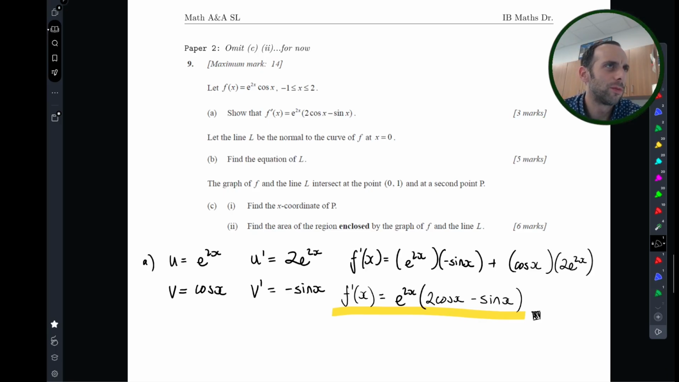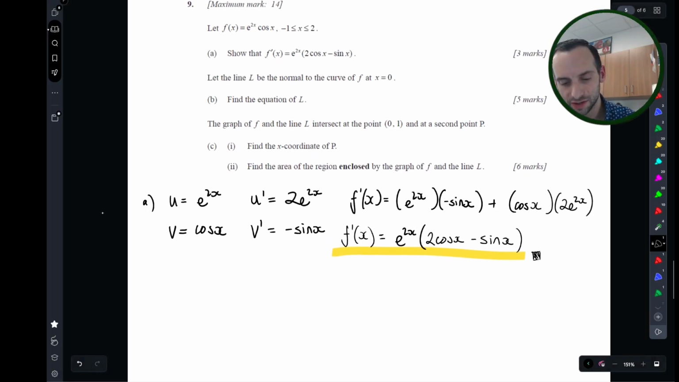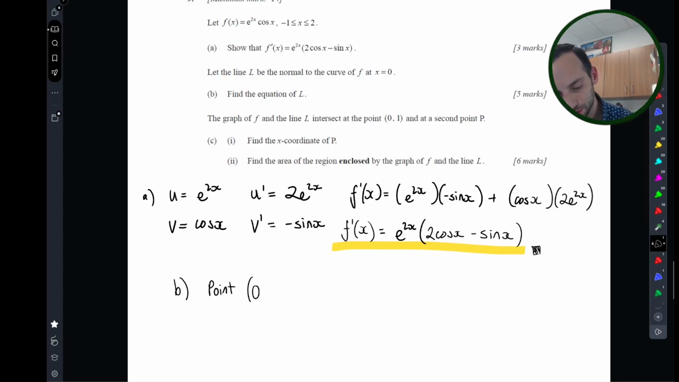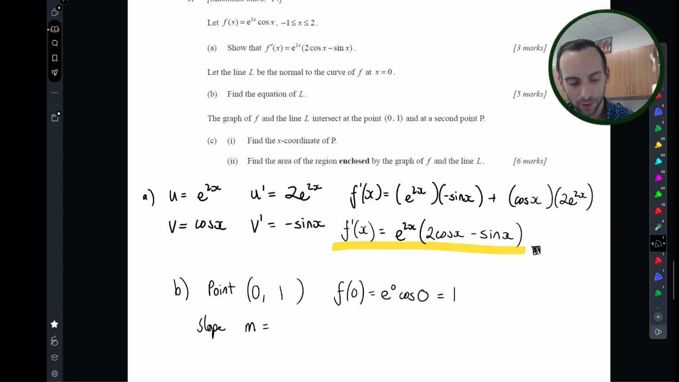Let L be the normal to the graph at x equals 0. Find the equation of L. Okay, equation of a normal line. We've already done that in this set of notes. So we know for part B we need a point. The point will be 0 comma something, and we need a slope. The point will come from f of 0. f of 0 is e to the 0 cosine 0, which is 1. So the point is 0, 1.